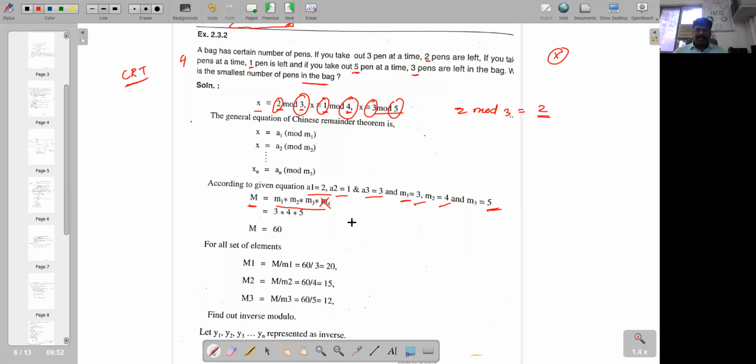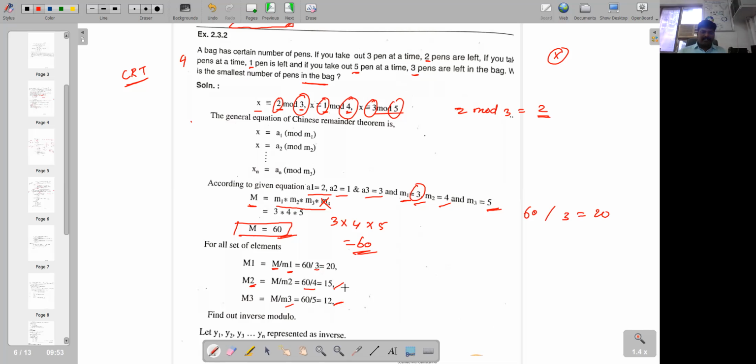So what are the 3 remainder values? 3, 4, 5, so capital M is 60. Right? We calculated capital M. Now we are going to find out the values for all the elements. Capital M1 is equal to capital M upon small m1, where capital M was 60, which we calculated. So 60 divided by the first m1, which is 3, we will get 20. For the second, capital M2, 60 upon 4, we will get 15. And M upon m3, which is 12.